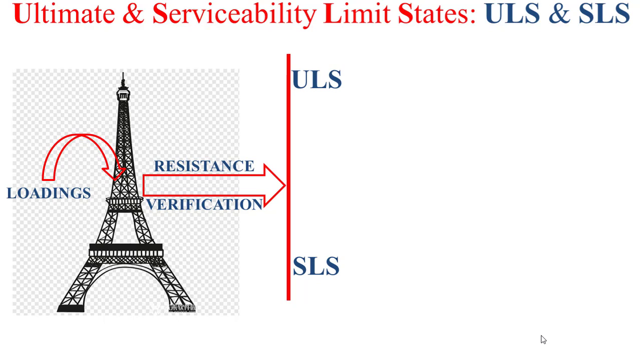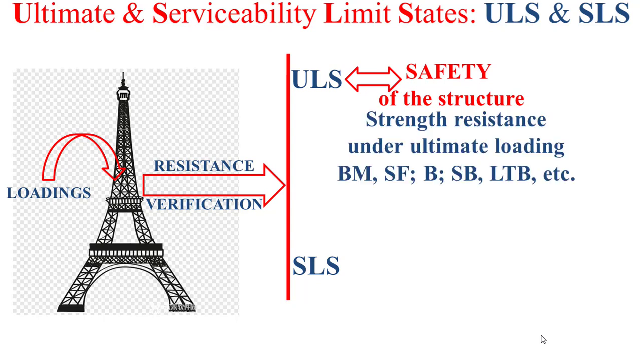The ultimate limit state is directly related to the safety of the structure and the different elements that constitute the structure. This means that we should carry out a strength resistance verification of the steel structure, as well as the different elements that constitute it, under ultimate loading, or under the ultimate values of the various loading applied on this steel structure. The various loading are the bending moment Bm, the shear force Sf, the buckling B, the shear buckling Sb, the lateral torsional buckling Ltb, etc.